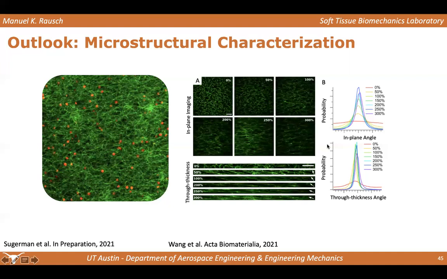And one of the things we can do is, for example, we can look at the probability density of fibers to have a certain in-plane angle or through thickness angle. And so then we can build a statistical model that we can incorporate into our macro models as a multi-scale approach toward understanding how the micro scale gives rise to the macro behavior.